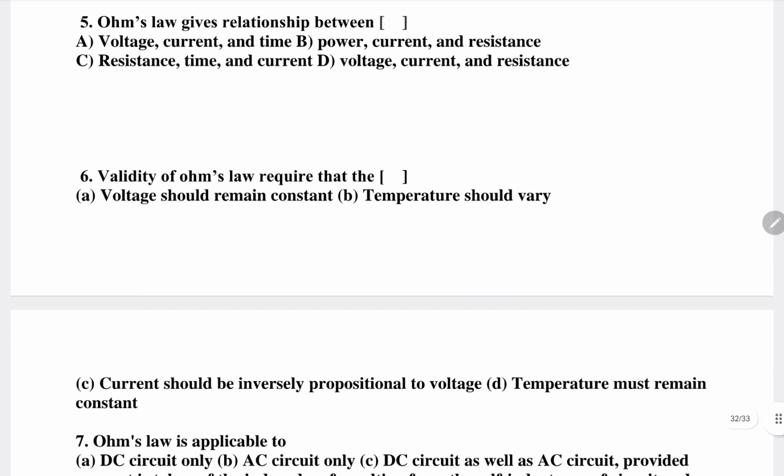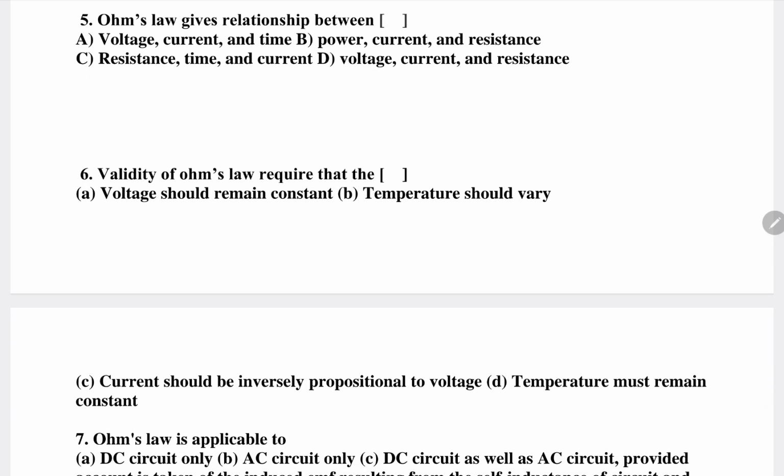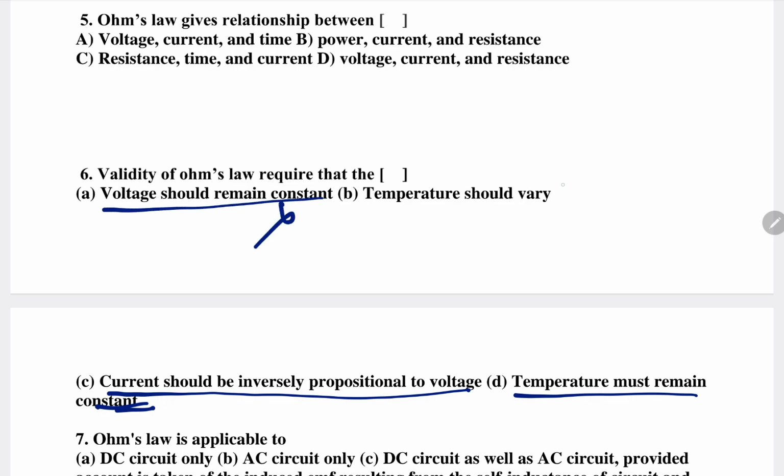Next, validity of Ohm's law requires what? Voltage should remain constant, temperature should vary, current should be inversely proportional to voltage, or temperature must remain constant. Voltage should remain constant, no. Temperature should vary, no, temperature should not vary. Current should be inversely proportional to voltage, no. And temperature must remain constant. This is the Ohm's law condition.